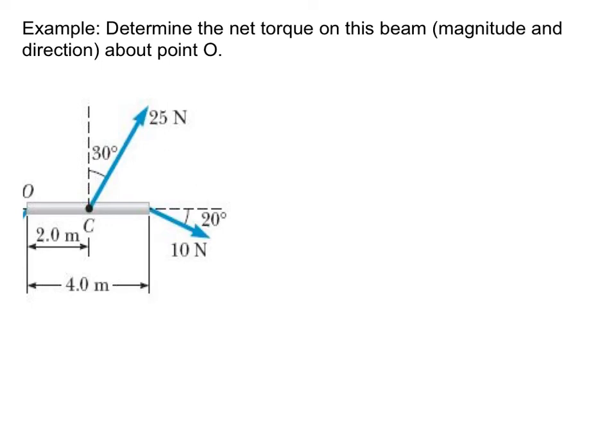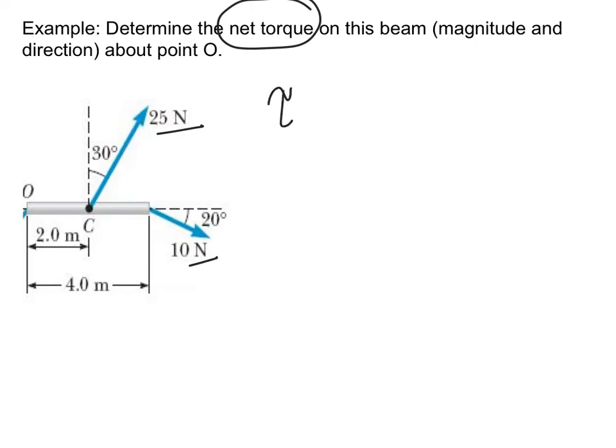The term net torque refers to the idea that because torque has a direction to it, you can't simply add values together. Sometimes you add, sometimes you subtract, depending on their relative directions. So we have two forces here, 25 newtons and 10 newtons, each creating a torque about O. And so we're going to calculate each of those torques individually.